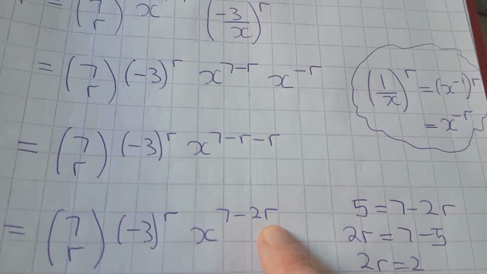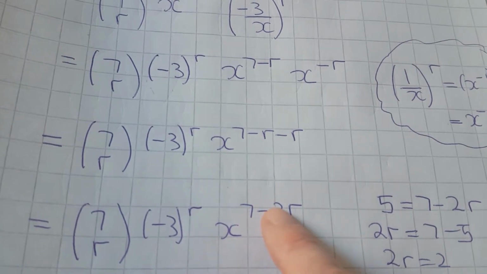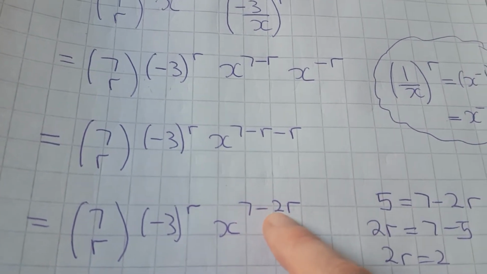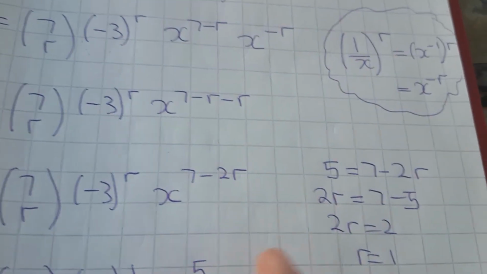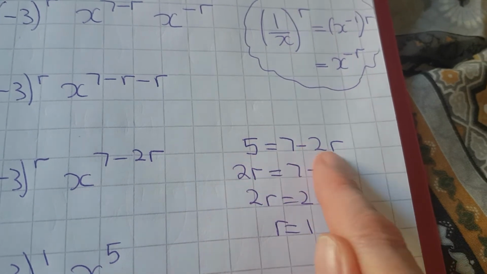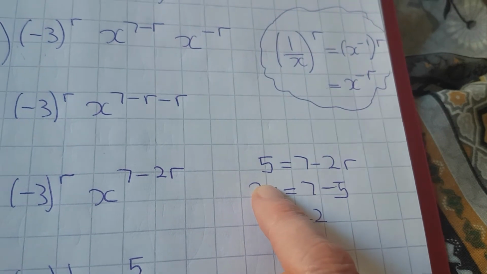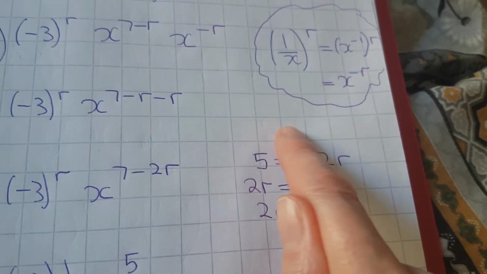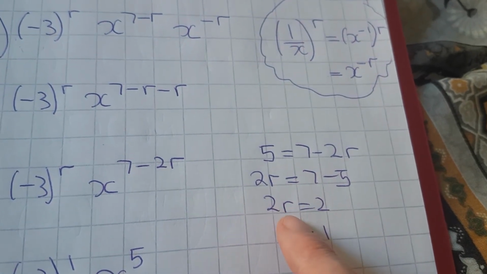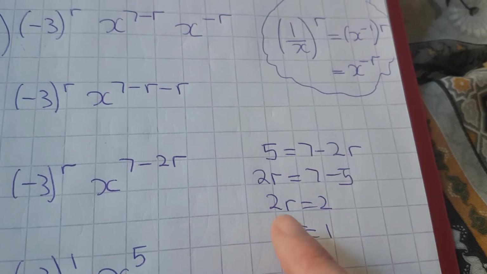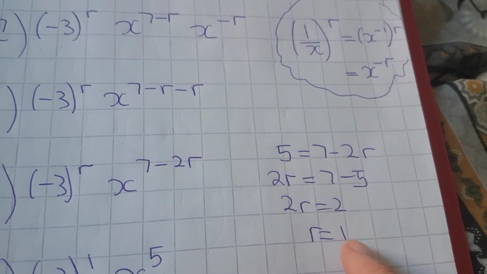7 take away 2r. We now have x on its own, and we know that this has to equal 5 because that's what the question is asking for. So I simply make this equal 5, and you know how to solve an easy thing like this. I've taken a 2r over this side because I like to get rid of negatives. I've taken a 5 over this side. 7 take away 5 is 2. 2 times something gives me 2, so therefore that something must be 1, i.e. r equals 1, the choice.